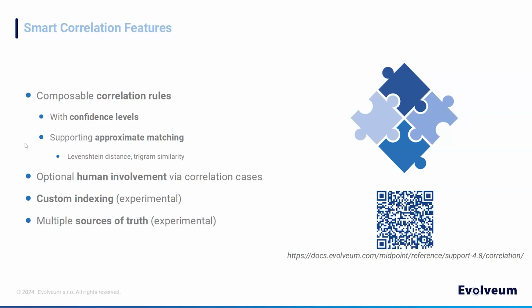These rules support not only the exact matching, as it was before, but also approximate matching using Levenshtein distance and trigram similarity. Then, if the match cannot be determined with certainty, now Midpoint can open a case to be resolved later by a human operator, just like approvals and manual resources are. And there are also two experimental features, custom indexing and multiple sources of truth, that we will cover soon. Let's have a look at these features in more detail now.